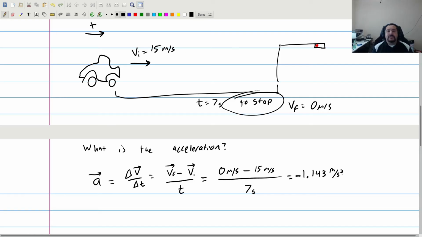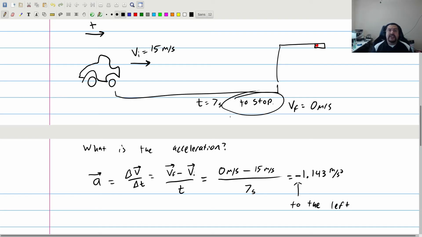Why is this acceleration negative? Well, this negative indicates that the acceleration is to the left. So if the car is already moving and you need to get it to stop, which way would you have to push this car in order for it to stop? It would be back to the left. So that's why our acceleration is to the left.